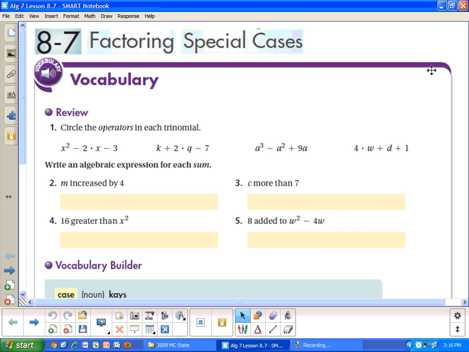Hey students, this is lesson 8.7, factoring special cases. We're going to learn how to factor perfect square trinomials and the difference of two squares.